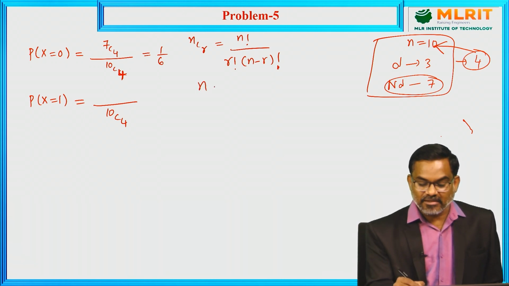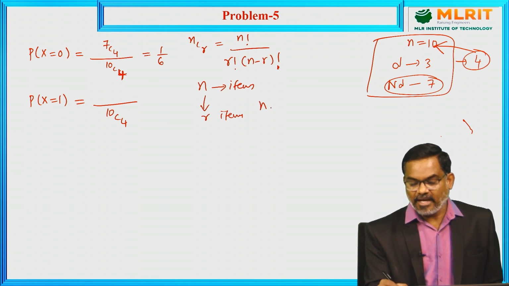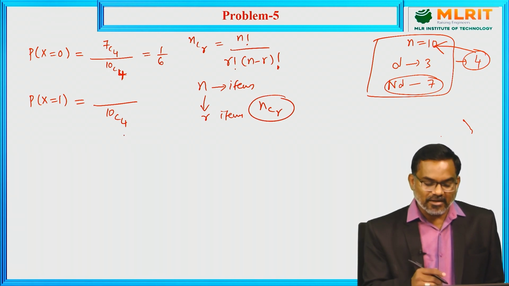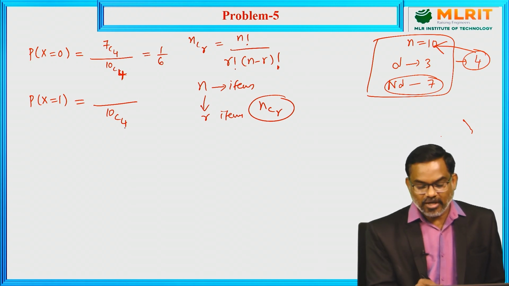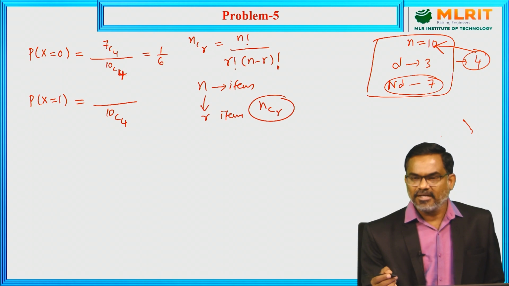If there are n items, we can select r items in nCr ways. So, 10C4. And now coming to the numerator, there must be one defective item. So, out of 4, there must be one defective. What does it mean? The remaining 3 must be non-defective.